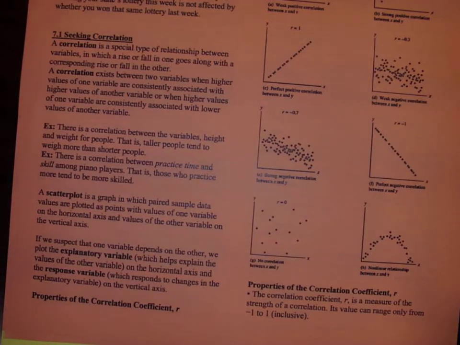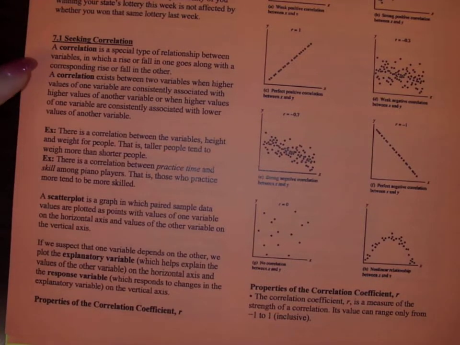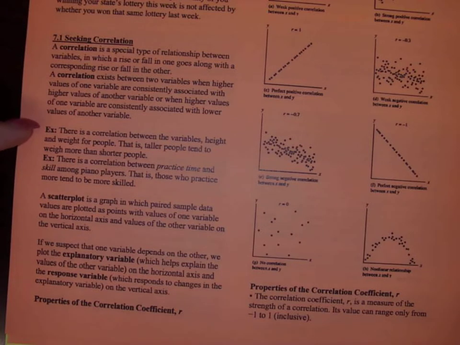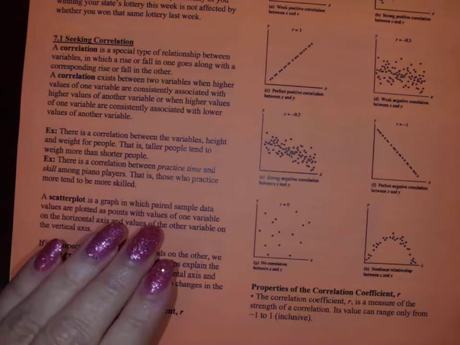All right. So a correlation, we're talking about seeking correlation here. A correlation is a special type of relationship between variables in which a rise or fall in one goes along with a corresponding rise or fall in the other. A correlation exists between them when the higher values of one variable are consistently associated with the higher values of another variable, or when the higher values of one variable are consistently associated with the lower values of another variable. So there is a correlation between the variables.